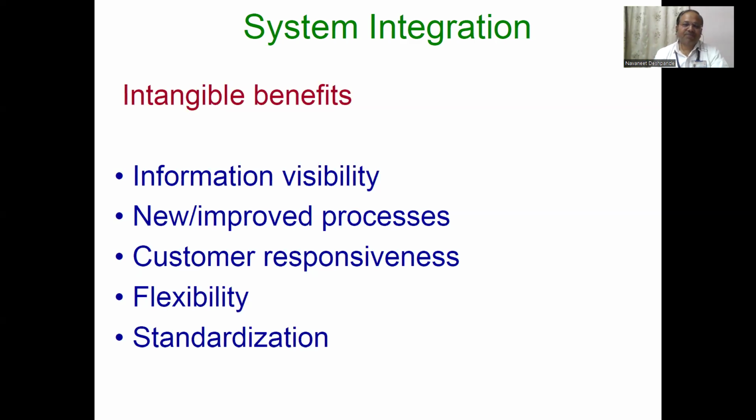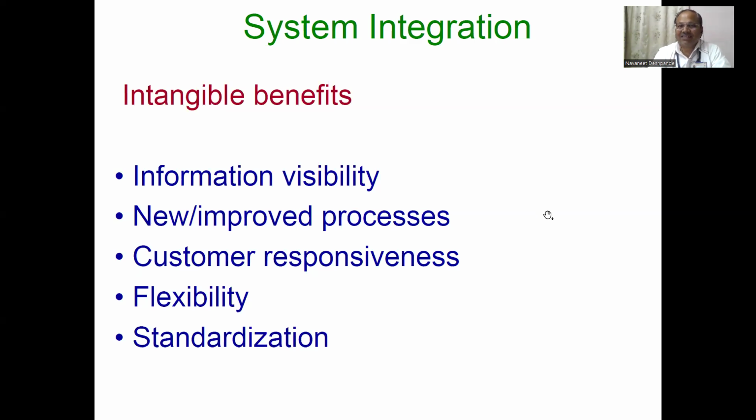However, intangible benefits of system integration will leave us with information visibility, right from the raw material till it reaches the hands of the customers as a finished product. So the information visibility is one of the intangible benefits which system integration offers. There could be new or improved processes along the way, which have evolved over a period of time due to detailing of videos.